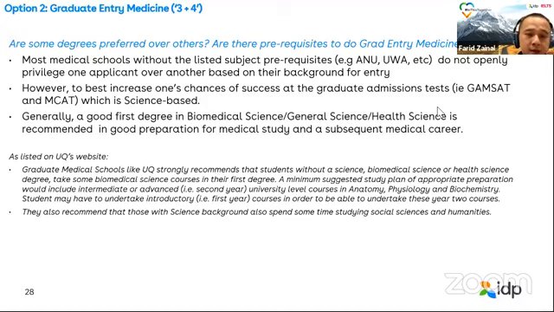But having said that, usually having done a science-based bachelor degree would best increase the candidate's chances of a good score at the graduate admissions test, right? Generally, all in all, we would suggest that a good first degree in biomedical science or general science, health science is strongly recommended, right? But of course, if at that point of time you know that you're embarking on the 4-year MD after your bachelor degree, these will put you in a good position to commence your MD program subsequently, right?